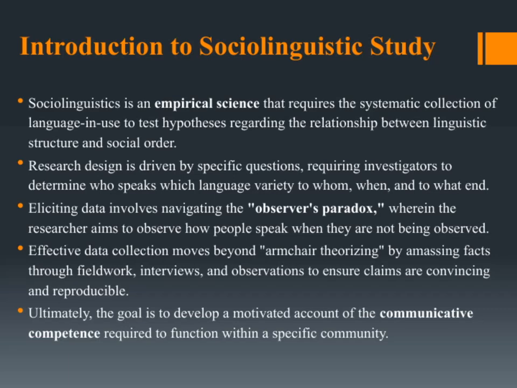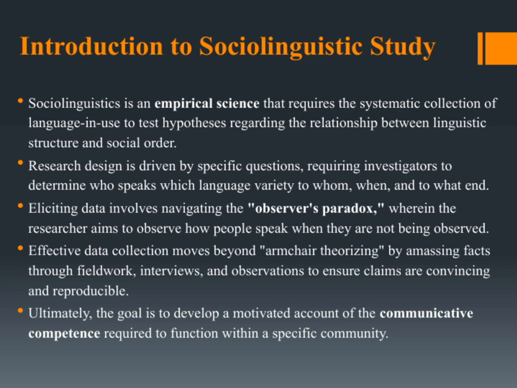Sociolinguistics is essentially an empirical science, which means it relies on systematic observation and data collection. The goal is to study how language is actually used in social contexts to test ideas about how linguistic structures relate to social order. When designing research, we start with specific questions, like who speaks what language or dialect to whom, at what times, and for what reasons.